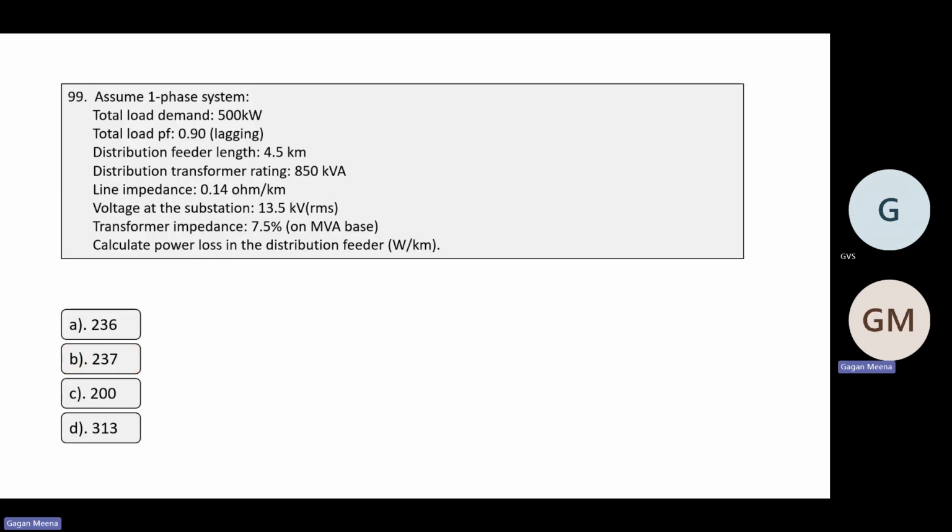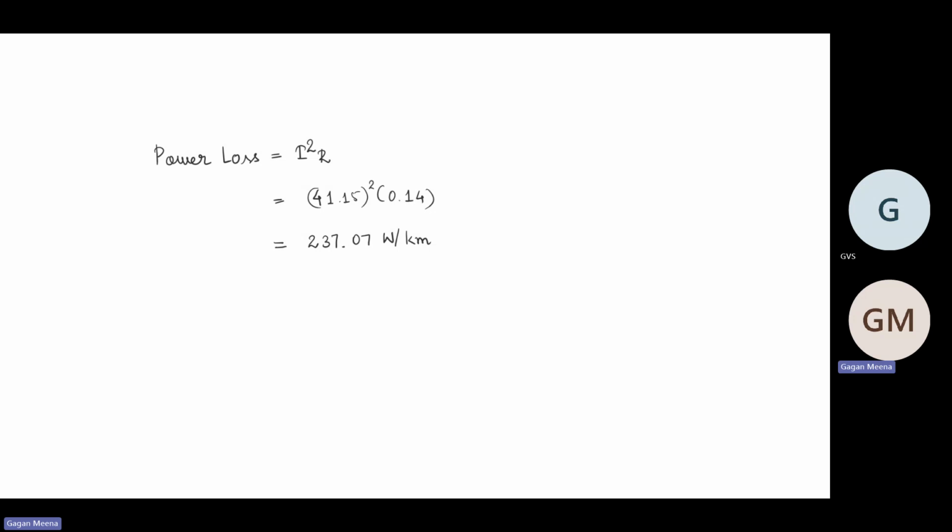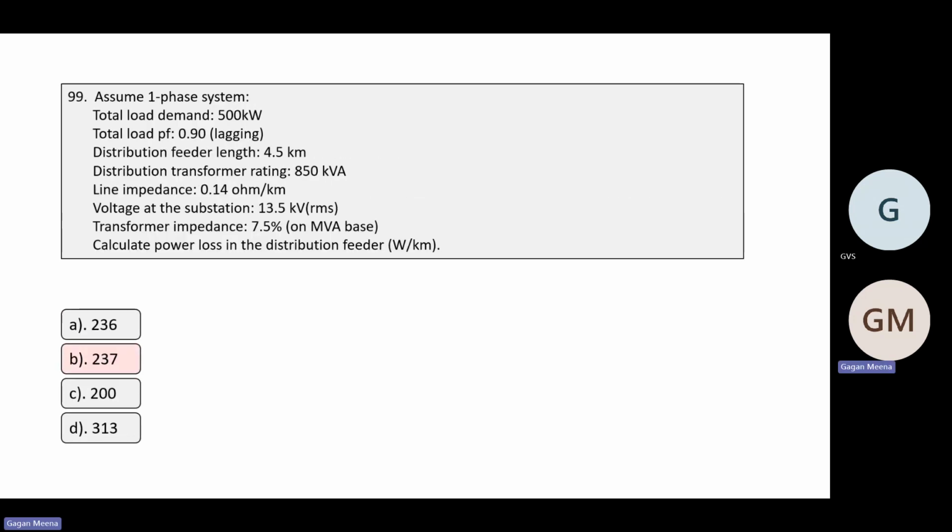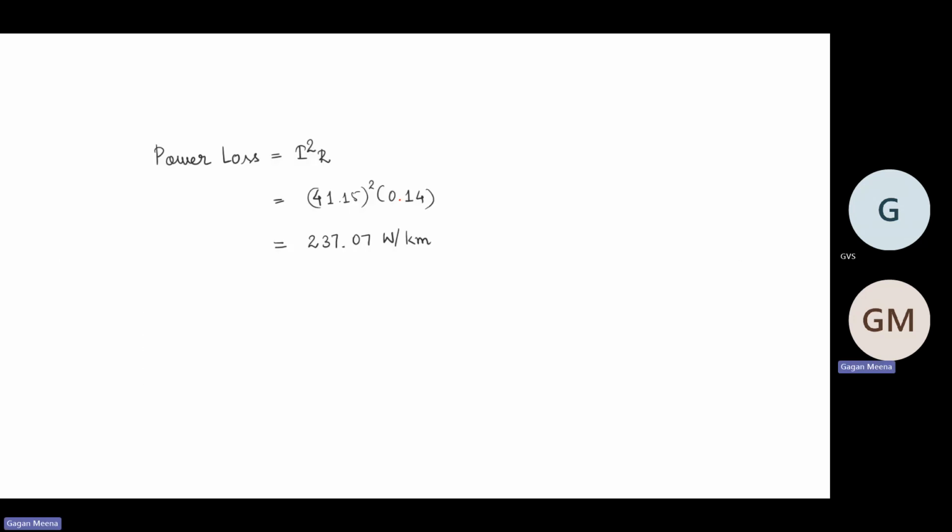Then the last one is power loss, which is I square into R. I have already calculated I, and R is given. Here you have to calculate it in watt per kilometer, so there is no need to multiply it by length. Directly calculate.